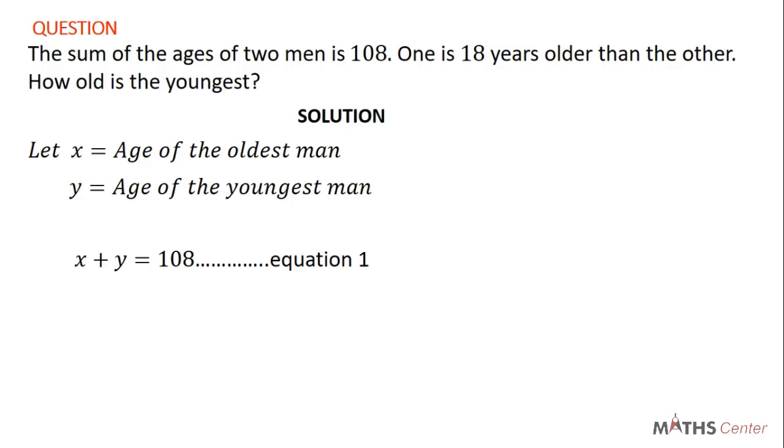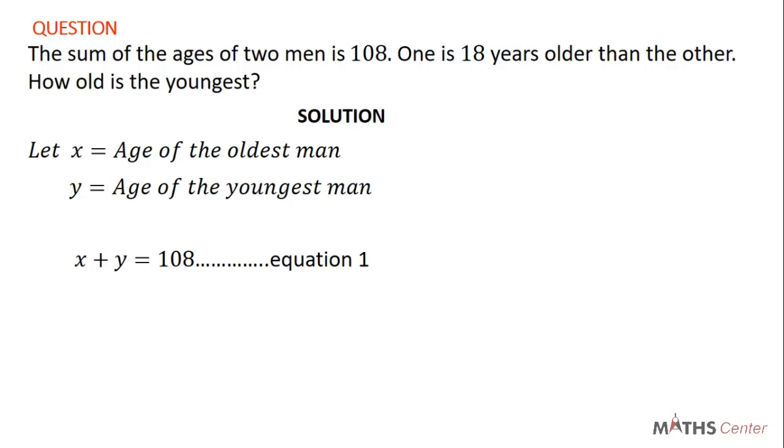The question goes on to say that one is 18 years older than the other. What that means is that if you subtract the age of the youngest man from the age of the oldest man, you are going to get 18.